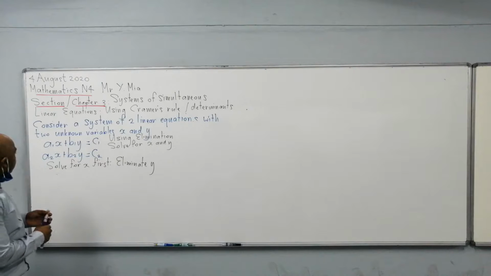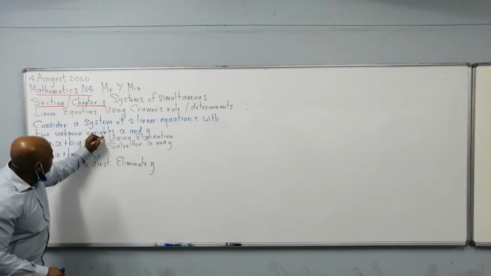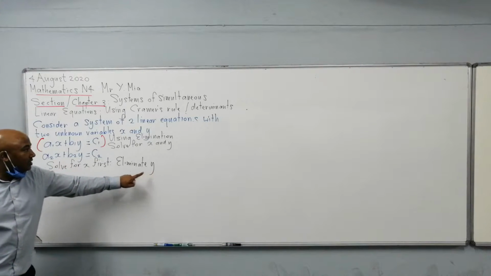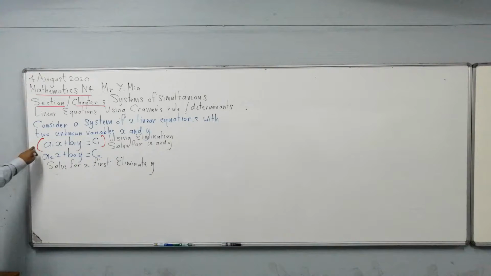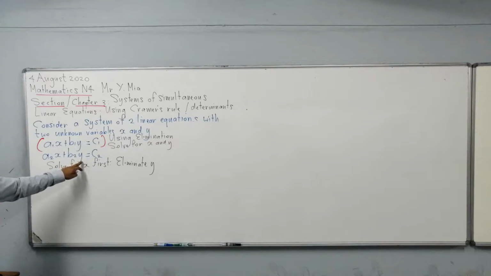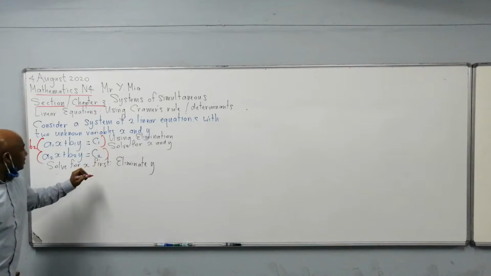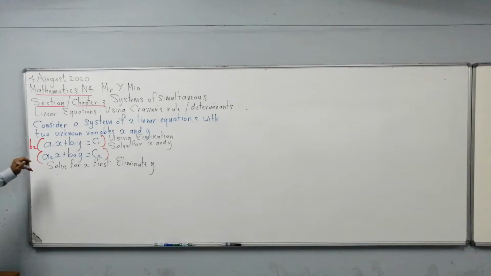So what I'm going to do now is take the top equation and multiply it by, what will I multiply it by? Remember, I want to eliminate y. So I'll need to multiply the top equation by the coefficient of y in the bottom equation. So this is going to be b2. Can you see that? Then I will multiply the bottom equation by the coefficient of y from the top equation, which is b1.